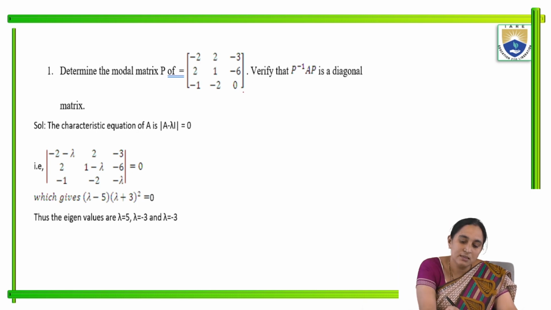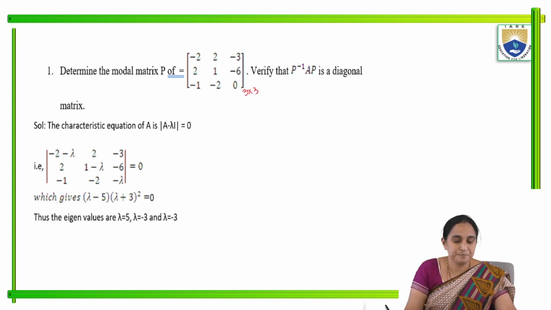Here this is a 3 by 3 matrix: -2, 2, -3, 2, 1, -6, -1, -2, 0. The given matrix is a square matrix. What about the first step of diagonalization of a matrix?